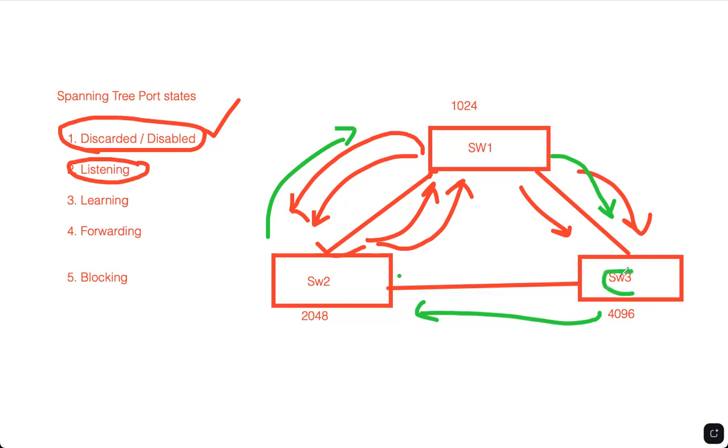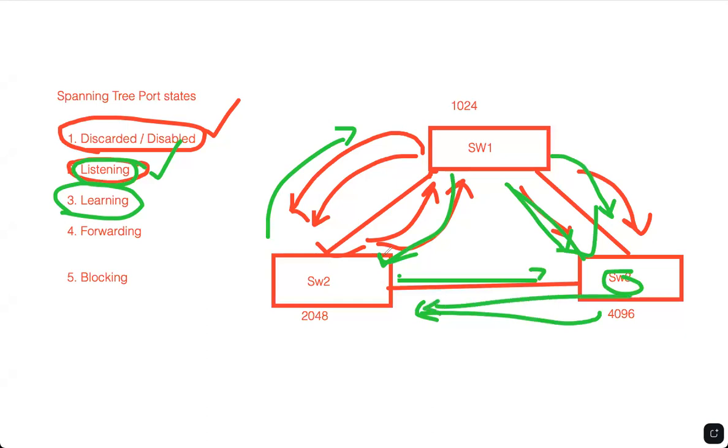So this switch will wait for the BPDUs from this side, and this switch will wait for the BPDU from this side. So listening is where it starts sending the BPDUs, but waits for the neighbors to send the BPDU back. The learning state is where this switch receives the BPDU from the other side, and so does each of the other switches. So listening is where it sends the BPDU to the other side, but learning is where it receives the BPDU from the other switch.